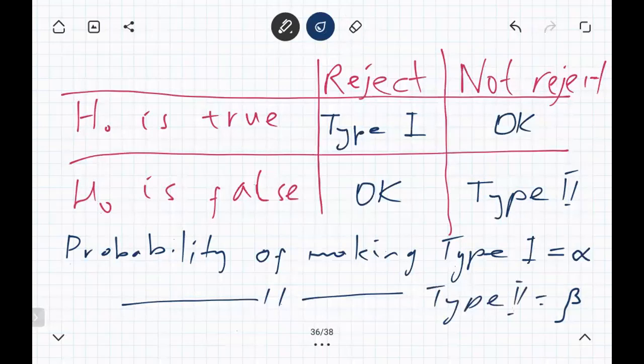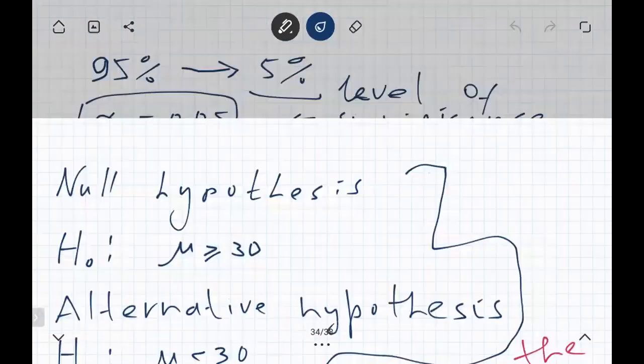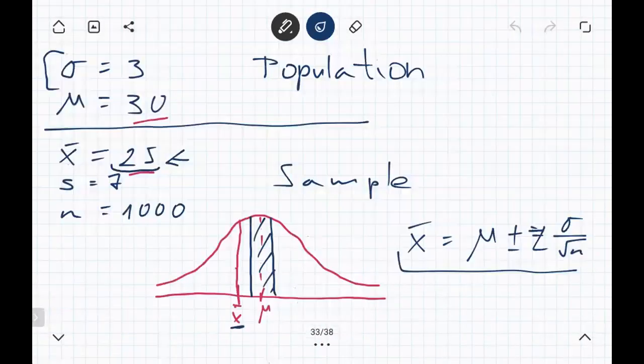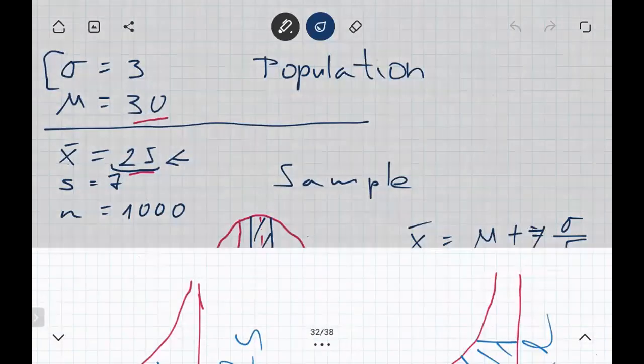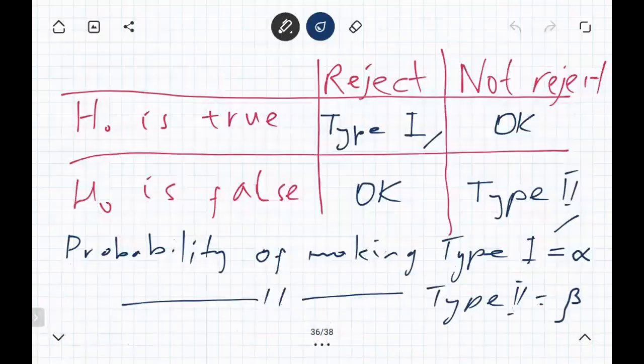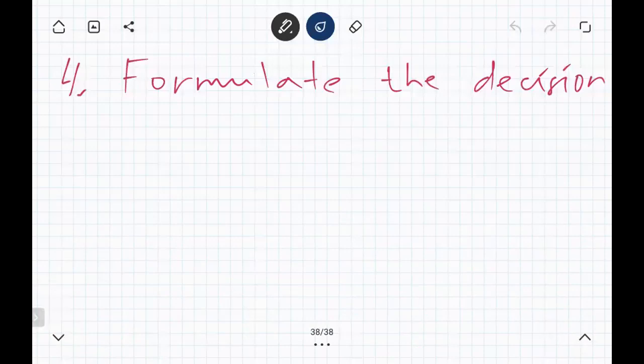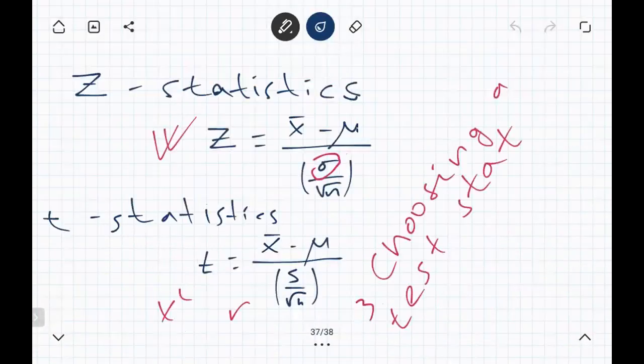Okay, now it's correct. So probability of making type 2 error is beta, and probability of making type 1 error is alpha. It's these two cells in our table. Okay, so we have our test statistics. We have chosen it. We decided that we will use Z statistics. In fact, we can go ahead and calculate it.